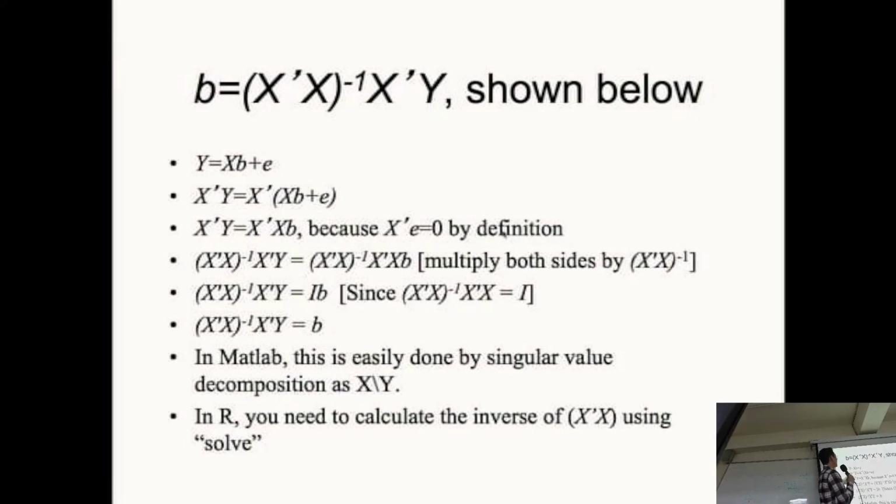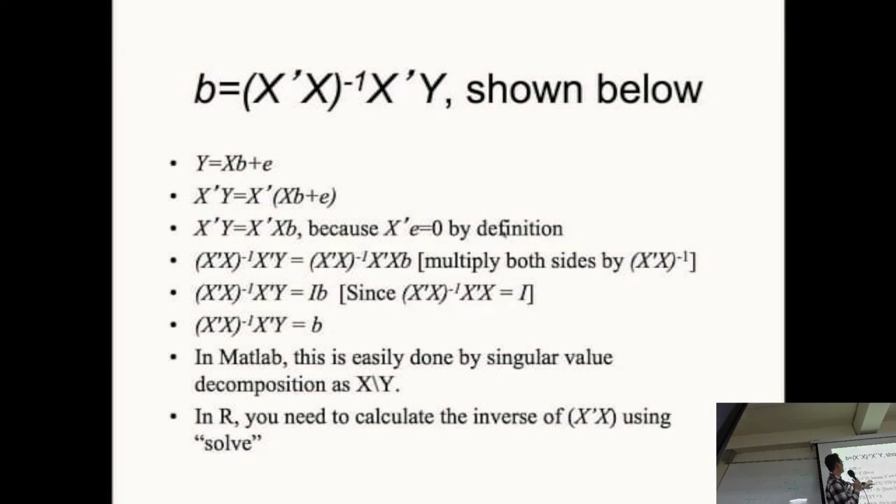We want to get B, so I'm going to do some algebra. I multiply both sides by X prime. X prime is X transpose. And then if I do this, I end up with this. Because X prime multiplied with E is 0 by definition, because error should supposedly be independent of your X matrix. That by definition is the solution for this least square solution. So this is 0.